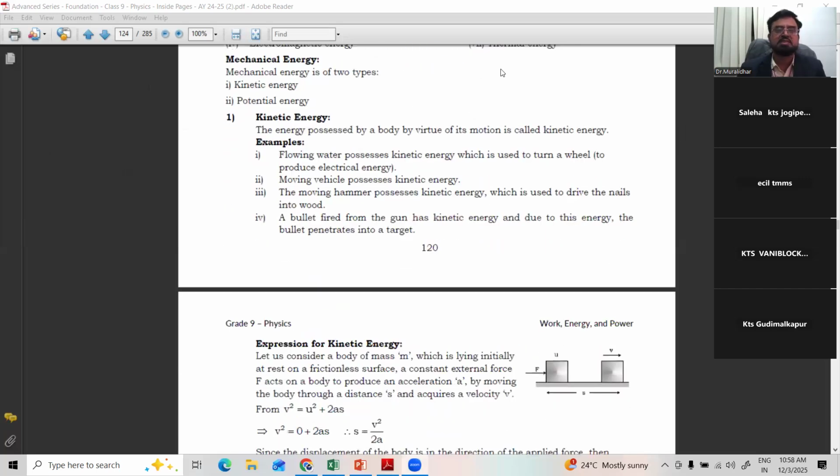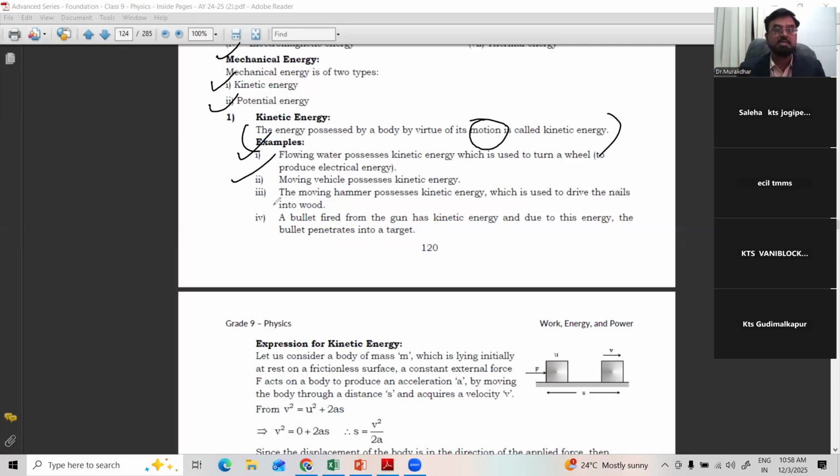So we start one by one. We'll discuss a little about each. You can see here the first, mechanical energy. Mechanical energy can be either kinetic energy or potential energy. Kinetic energy is nothing but the energy possessed by a body by virtue of its motion. Every moving body produces energy called kinetic energy. Every moving body, either a cycle or car or aeroplane or boat, the energy produced by them is called kinetic energy.